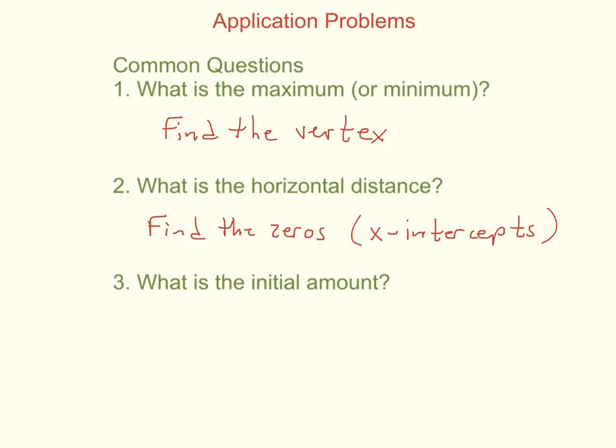The other one you'll hear sometimes. Probably the first two, 1 and 2, are more common, but the third one will also come into play, and that is what is the initial amount? The initial amount is really find the y-intercept. And again, we find that y-intercept by letting x equal 0. We go through and do that. That will help us solve all of our story problems that we have.